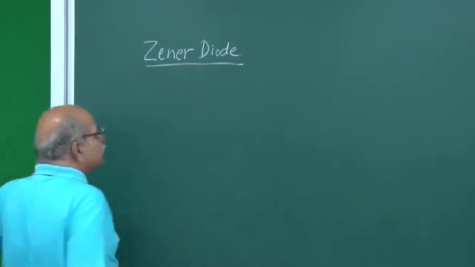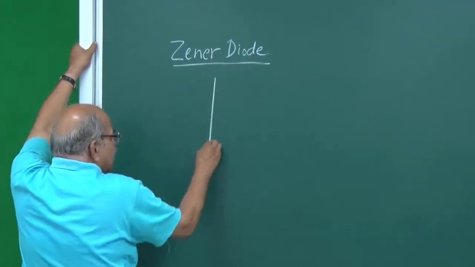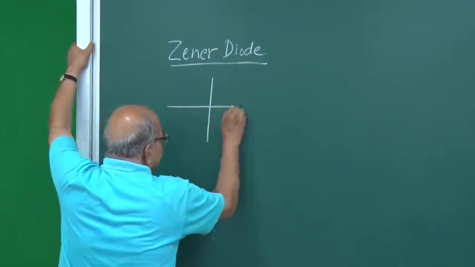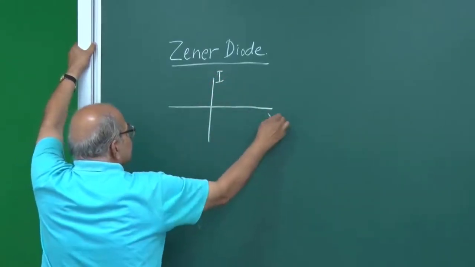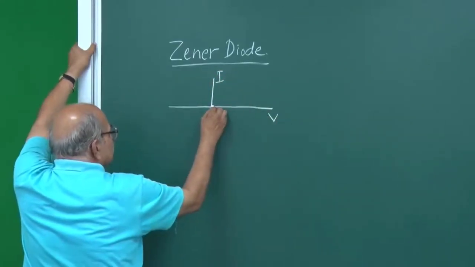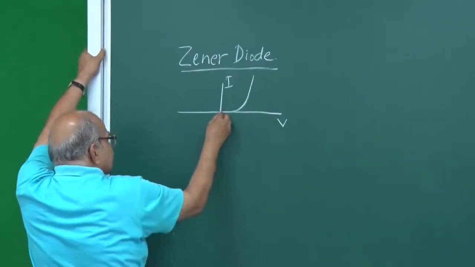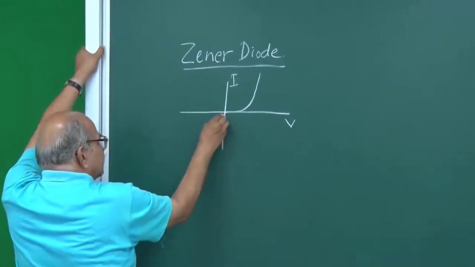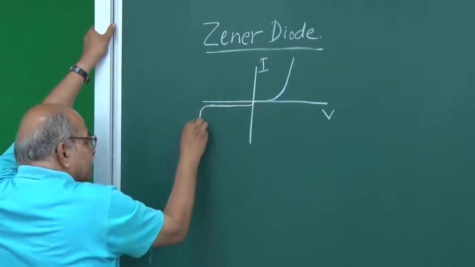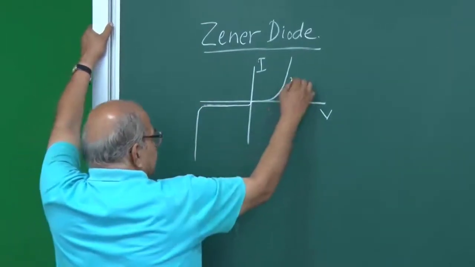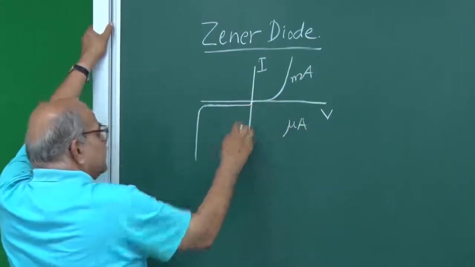The Zener diode is characterized by its very special reverse bias characteristics. So if you have I here and V here, normally diodes will have a characteristic like this, and then on this side with a different scale, we have done that. All diodes do this. This is milliampere scale, this is microampere scale, so the scales are different.